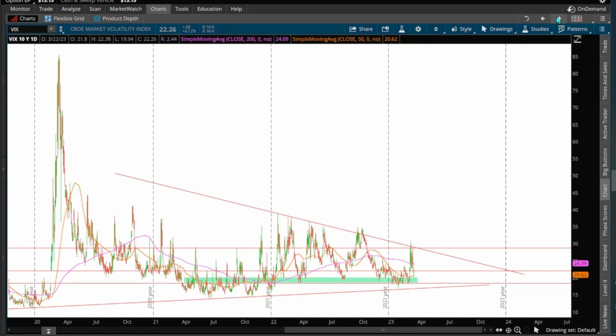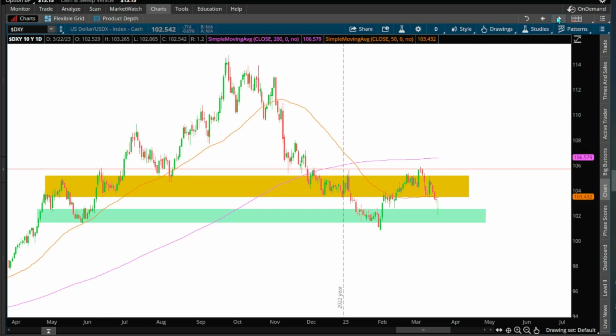All right, finally, DXY. So DXY, right here, there is this demand zone right there. The bottom of this demand zone is right around 101.40. Right now, we're at around 102.54. So I also would not be surprised if we fell a little bit more to the bottom of this demand zone and then we got a pick-me-up candle.